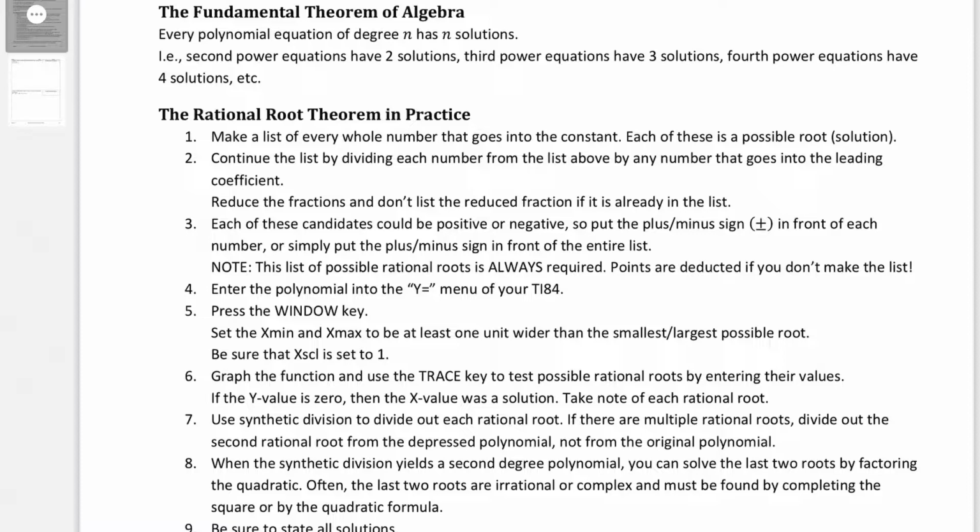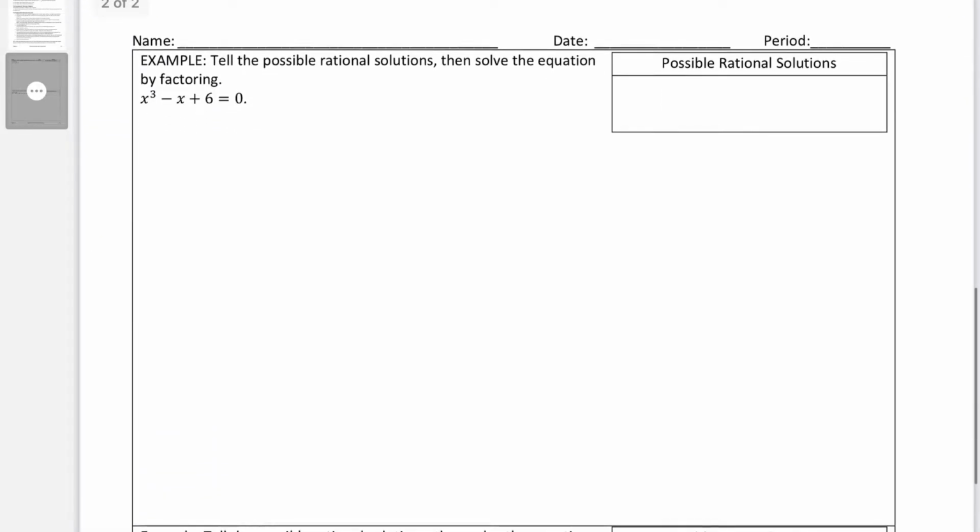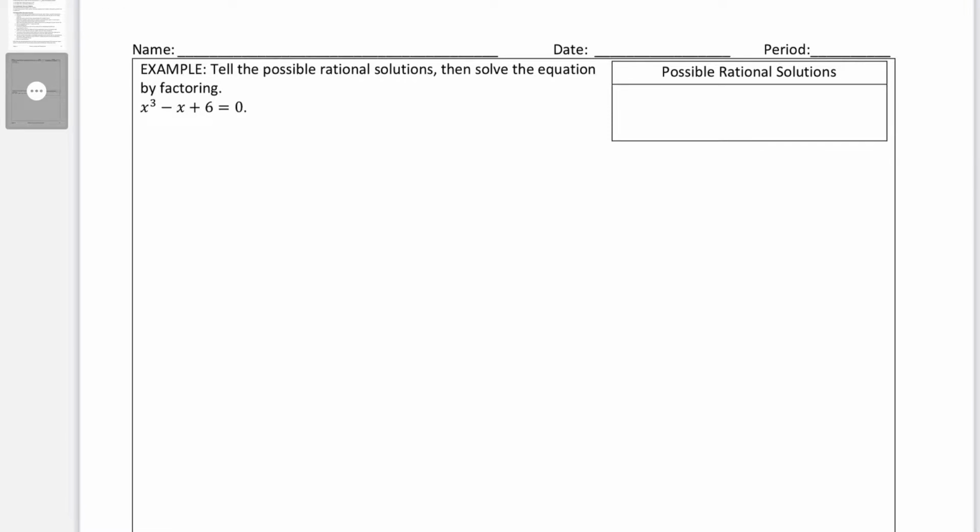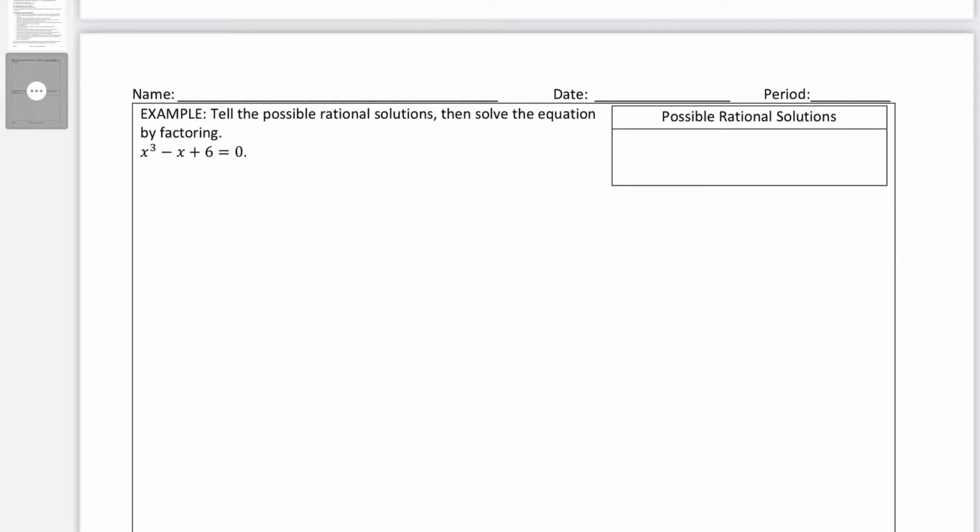Now, let's put it into use. So I'm going to do a problem here. I'm going to talk a little bit more about how we make this possible list of roots on the second problem. But for here, what we're supposed to do is to look at the constant, the number at the end. So that would be this plus 6. And I'm going to list everything that can go into a 6. It could be a 1 or a 2 or a 3 or a 6. And that's all that can go into a 6.